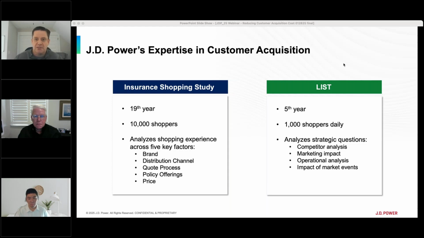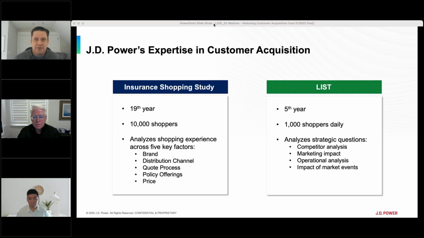The quote process is really critical, especially today where the last couple of years we've seen premiums going up so rapidly. How do you expose the customer to that quote? How do you prove the value for the price that the customer is paying during that quote process? The policy offerings, and as we talked about price, all things that are influencing shopping behavior today.